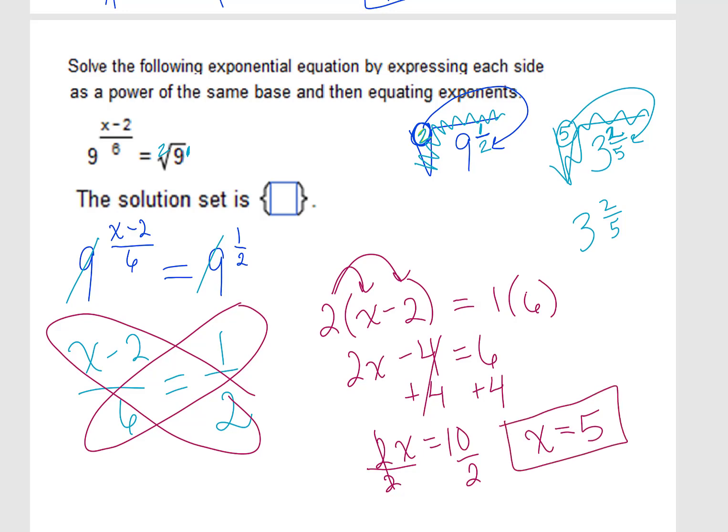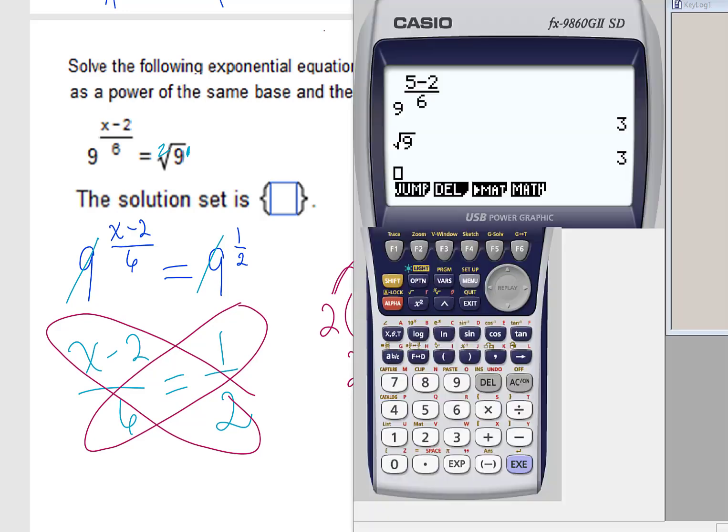I'm going to pause it just for a second to put it in the calculator so I don't waste that time. Okay, so here I entered into the calculator, 9 raised up to, I filled in x with what I solved for, 5 minus 2 over 6, that came out to 3, and then also I put the square root of 9, also came out to 3, so that means I solved correctly.